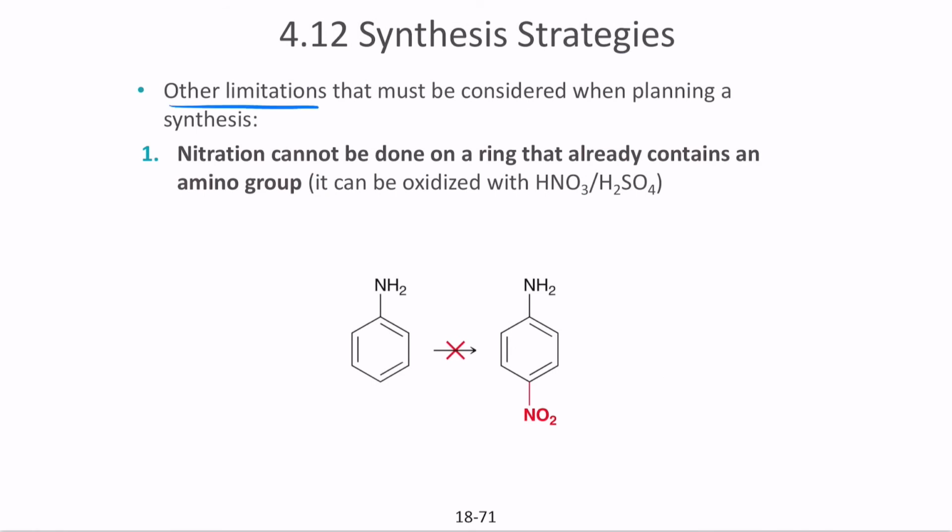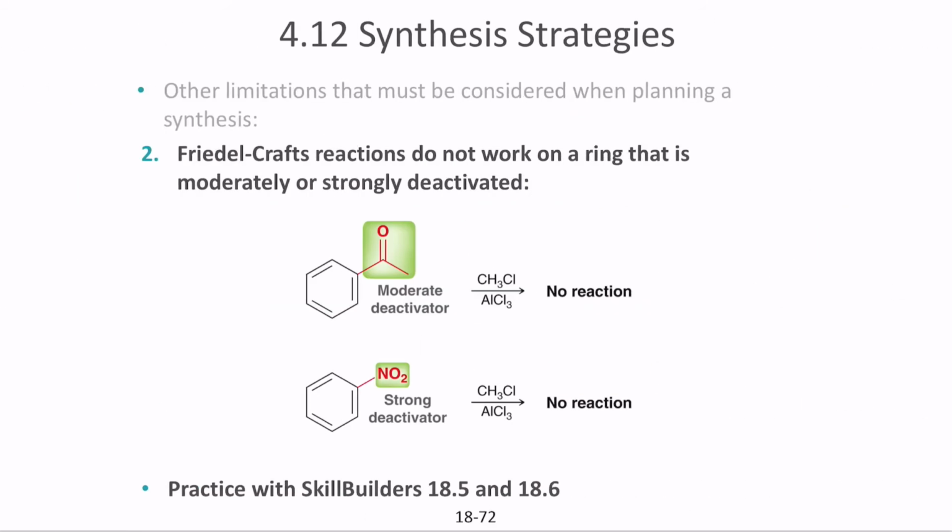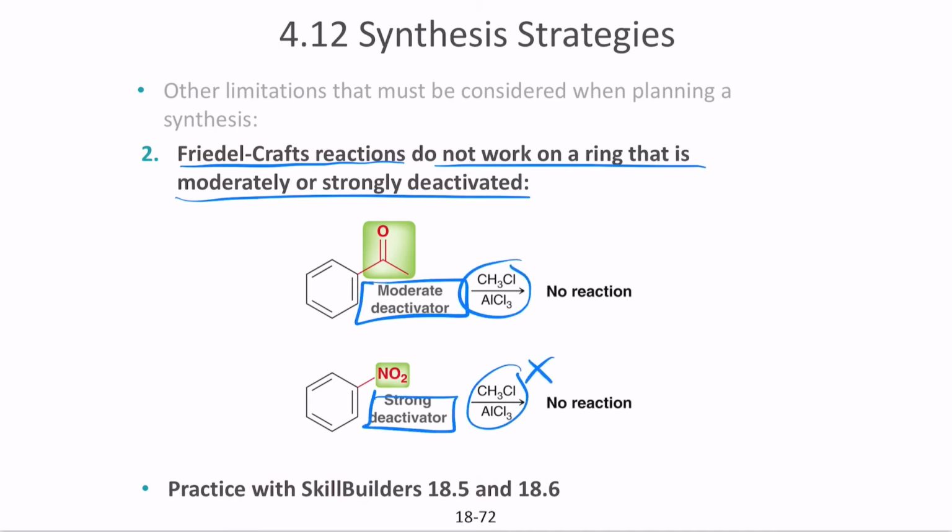What are the other limitations? Other limitations should also be considered when you are planning synthesis. Nitration cannot be done on a ring that already contains an amino group, because it can be oxidized with HNO3. The amino group will become NO2 again and not NH2. Next, Friedel-Crafts reactions do not work on a ring that is moderately or strongly deactivated. So when you have a moderate or a strong deactivator, both alkylation and acylation will not occur.